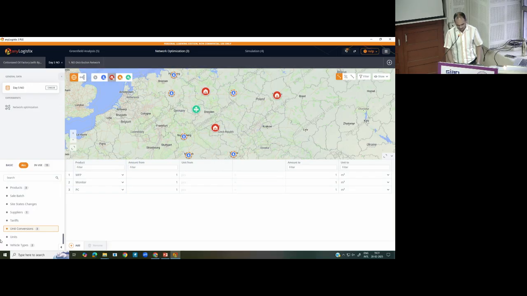Okay, so that's your conversion. 0.1, 0.1. Okay, then units, vehicle types. Let me see if everything is good.